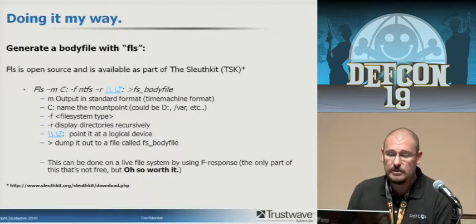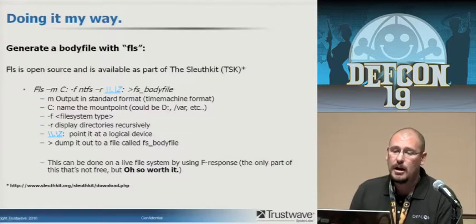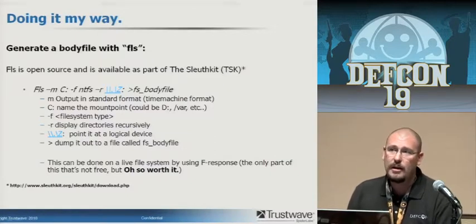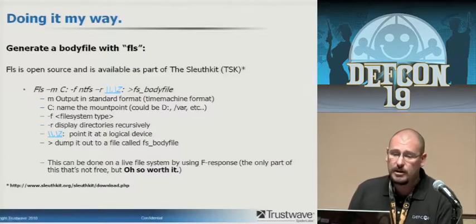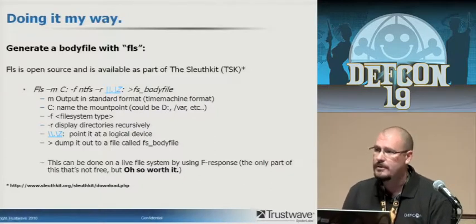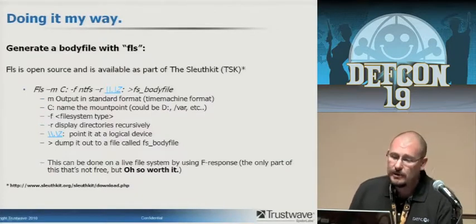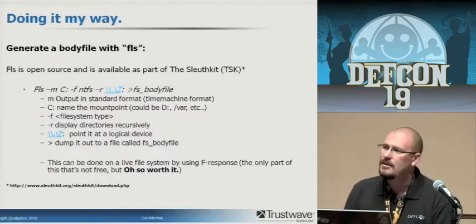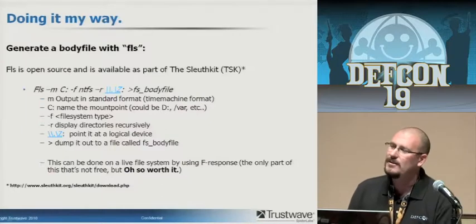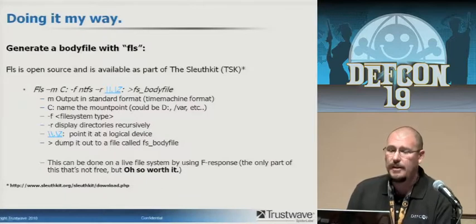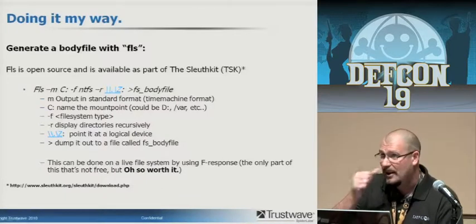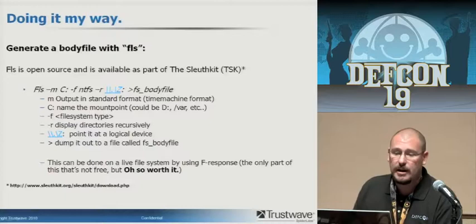Designate the file system, and it supports, I think, 16 different file systems. It's not just NTFS. Recursively, you want to search, and then you point it at either a physical drive by name, so that could be physical drive 7, physical drive 2, whatever you have plugged in, or you can point it at a drive letter. You get varying results by pointing at a drive letter, and I haven't figured out why, but for simplicity here, I just pointed it at a Z drive. And then you output it with the greater than to an actual body file. In this case, I just called it FS body file.